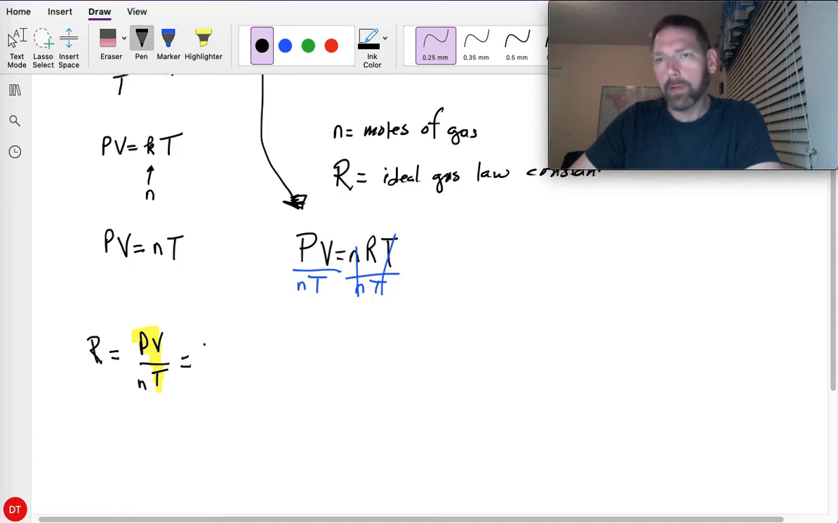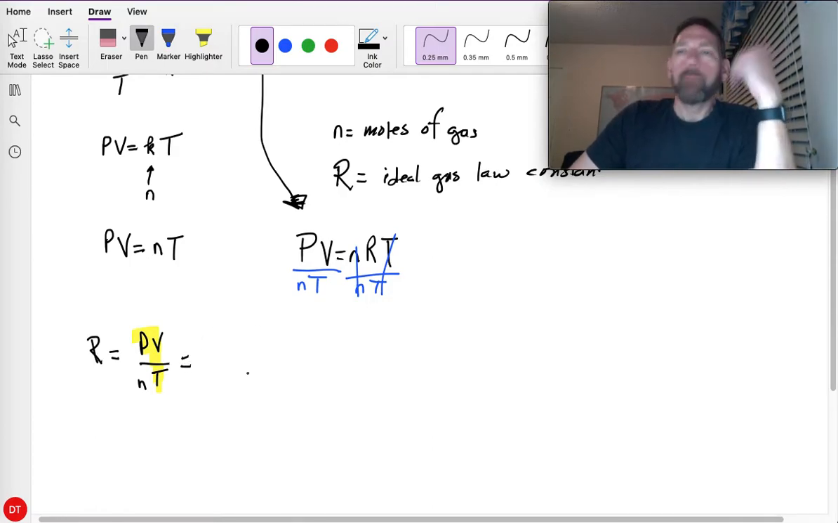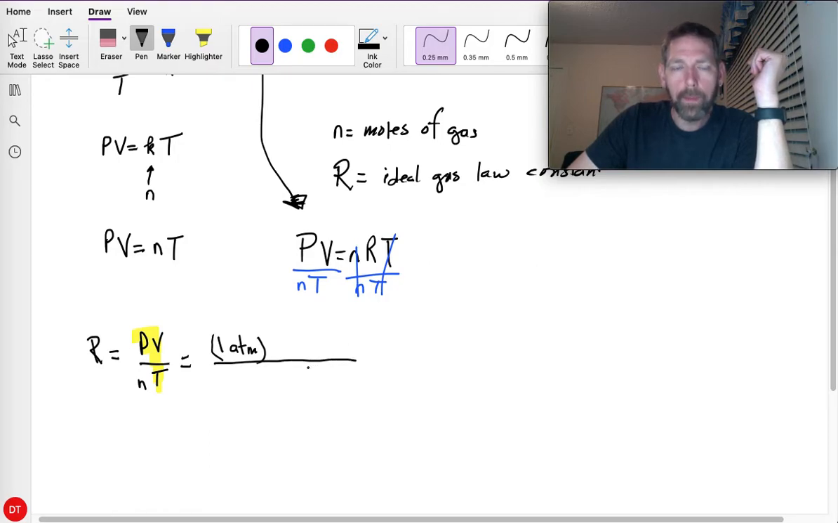So now let's think about this. Sea level, we assume pressure 1 atmosphere. Okay. Let's assume we have 1 mole of gas. Which gas? Any gas. It doesn't matter. Pick a gas. Okay.